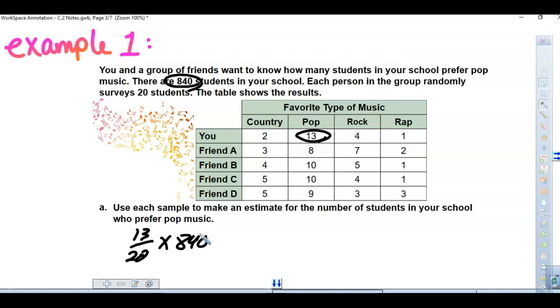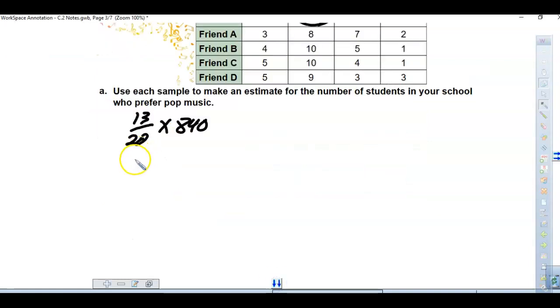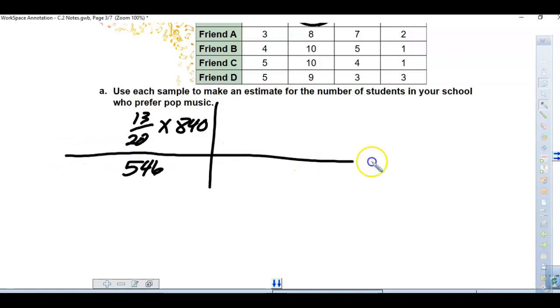Somebody calculating it for us? Go ahead. And you get 546. That is correct. Okay, that's what you got for an estimate. Now let's do each of your friends. So how many estimates are we going to end up with? 5, good. We're going to end up with 5 guesses. Okay, do friend A.